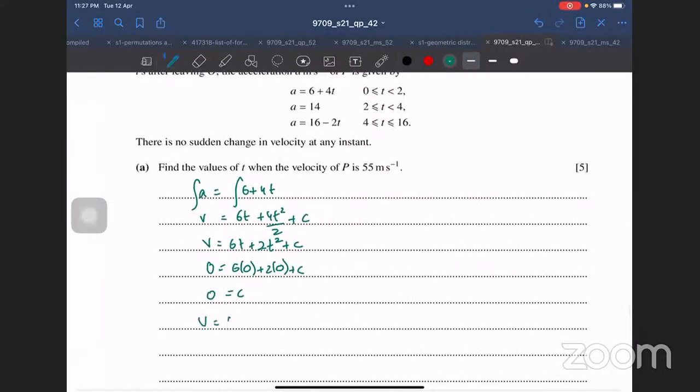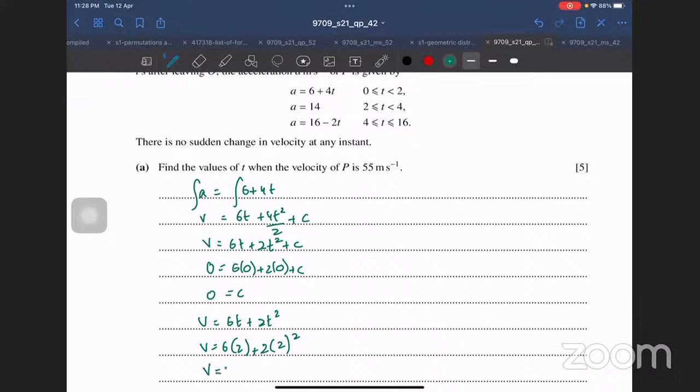So I get v equals 6t plus 2t squared. If I want to find the values of t when, let's find out what the velocity is. The velocity at 2 is basically, since this is accelerating and never decreasing, I can say that the velocity is also always accelerating between 0 and 2.